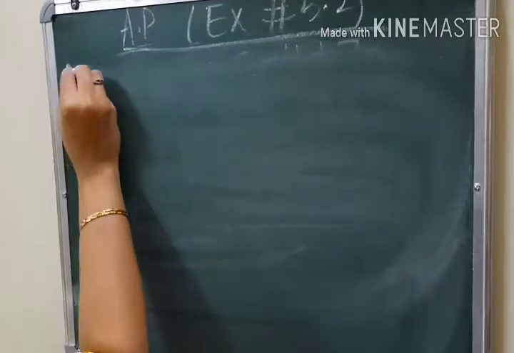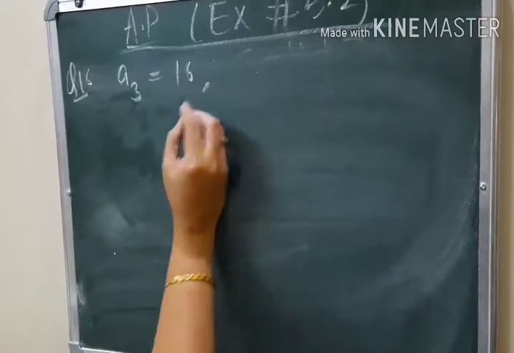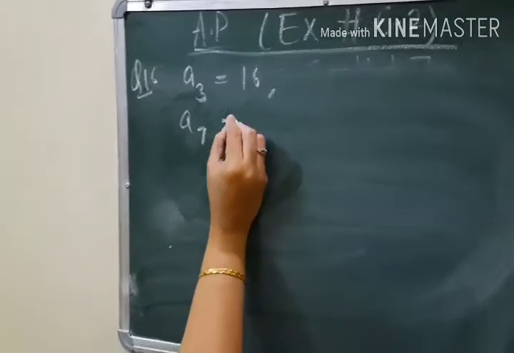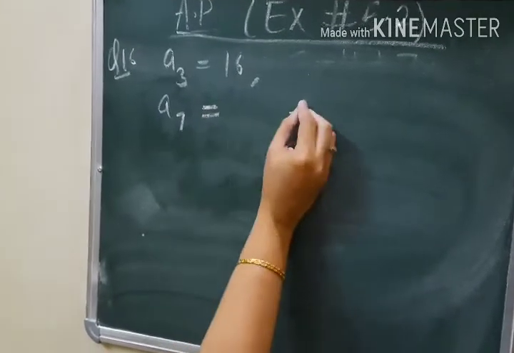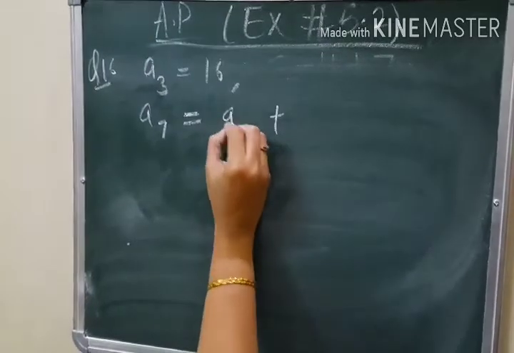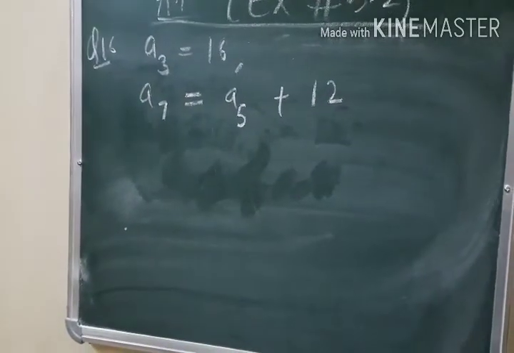Find the AP whose third term is 16. So A3 is 16. Seventh term, A7, exceeds. Yesterday I told you whenever the word exceed is there, what you have to do? Equal to and plus together. You will put, and what is it exceeding? Fifth term, A5, by 12. So A5 plus 12. Right?